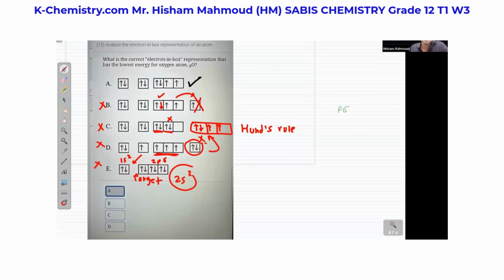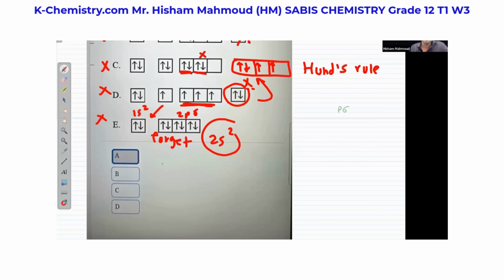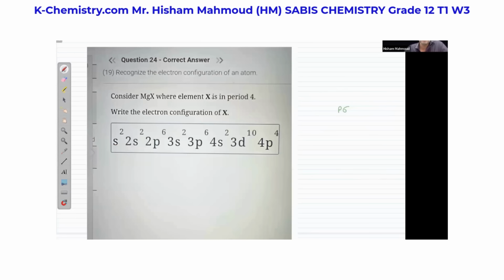And the next question is asking, since this one has unpaired electrons, where are the unpaired electrons? This is unpaired. This is unpaired. So it's going to be called a free radical. Is this a free radical? Yes, it is. Where is part B from the question? I don't see it. Last time it was there, but this time I don't see it. Question number 24.